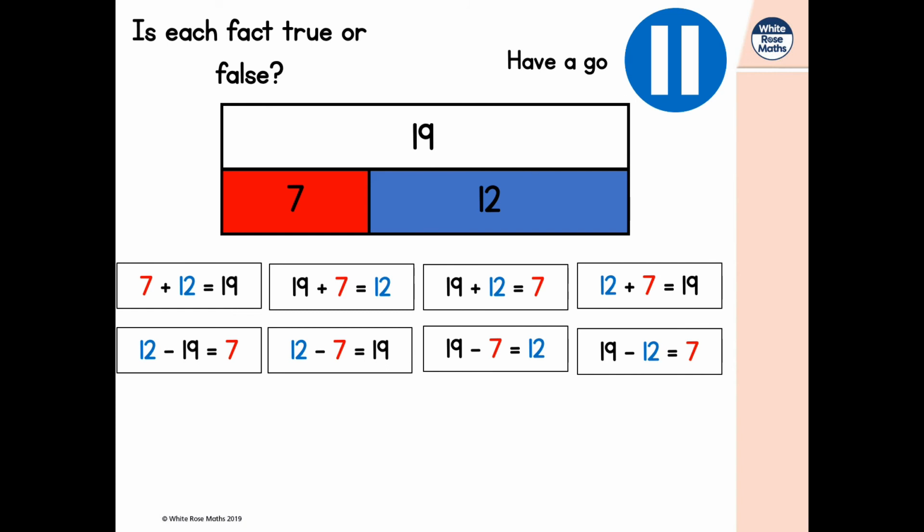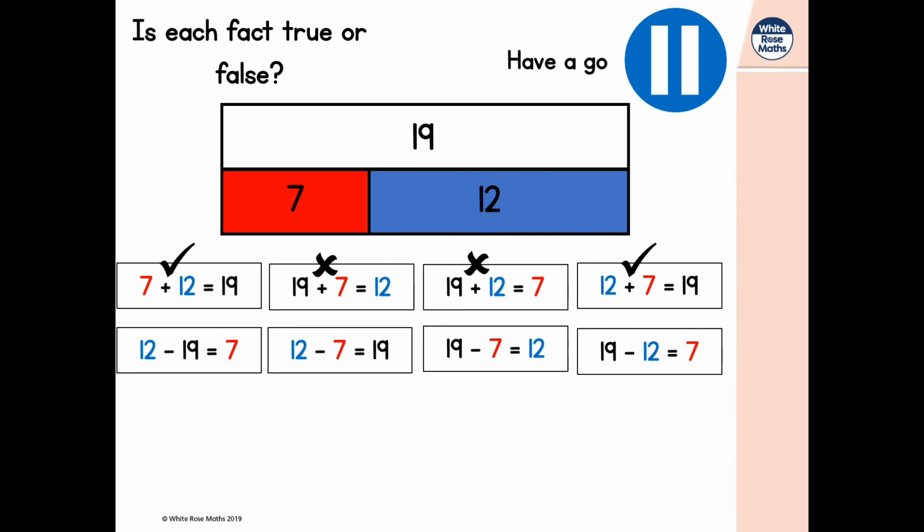7 plus 12 equals 19. True or false? It's true. How about 19 plus 7 equals 12? No, that's false. And the next one, 19 plus 12 equals 7. Did you choose false? That's right. And our final addition question, 12 plus 7 equals 19. Yes, it's true.